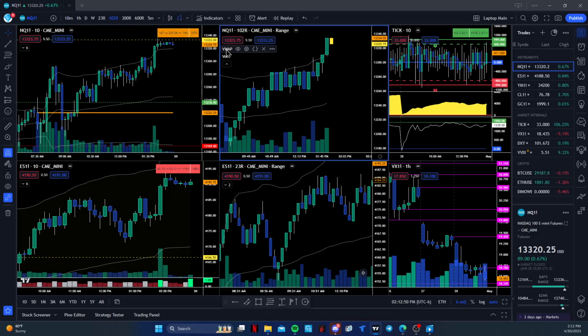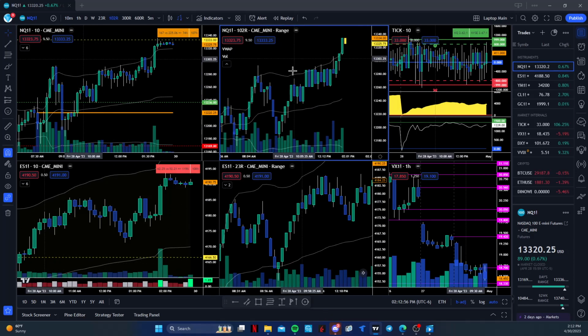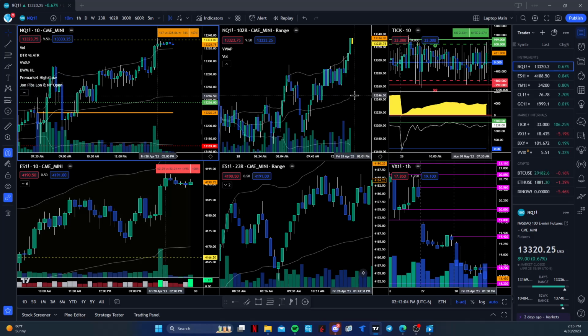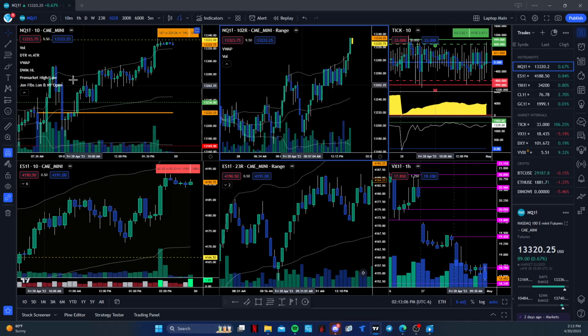For my range bar charts, I only have volume and VWAP. That's it. Because the pre-market high and low can get skewed due to the range bars, and the daily high and low doesn't work. And then the London and New York Open indicator, this one goes based off of candles, so it's not accurate either. So I look at all those on here, and then I'm taking entries here.